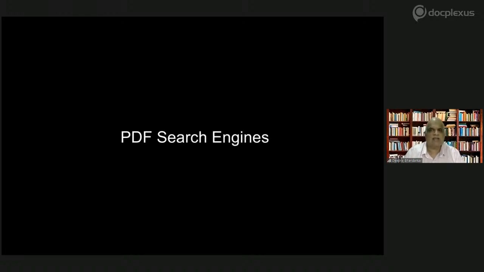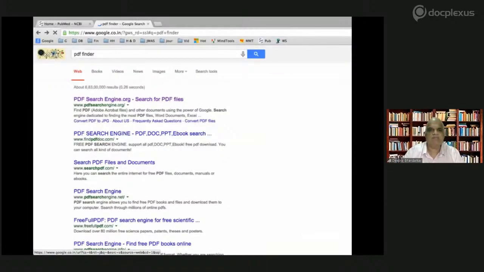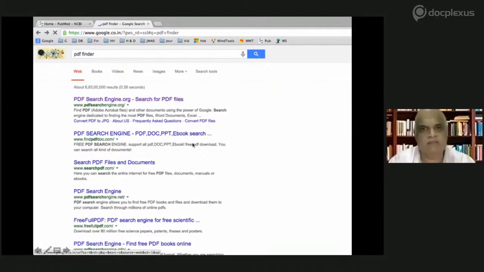Now, these articles can be scattered anywhere on the net. They need not only be on the journal website. They could be on the author's website. They could be in several other places. And if you use one of these PDF search engines, so just put in PDF finder in Google and you'll come up with several of these PDF search engines which give you access to the full text articles for you to download and read. So this will allow you to look for those articles.